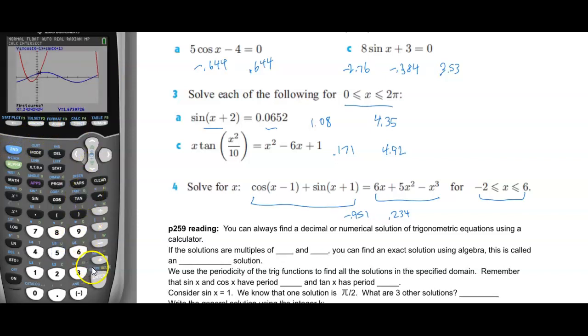Enter, enter, and then we move the cursor. Unfortunately, I'm on the red function, so it has disappeared. Eventually, it will. There we go. That's close enough. Enter. And so the intersection is 5.98. So that one is within the boundary also.